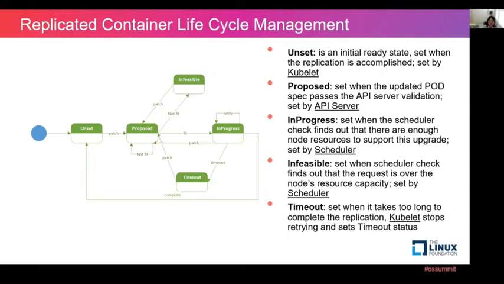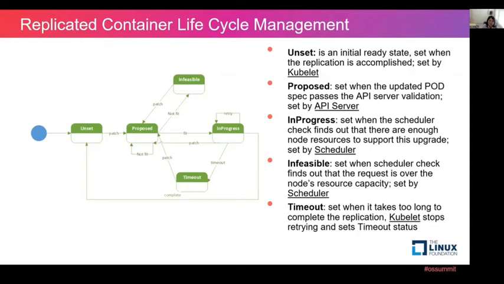The fourth state is an infeasible state. Infeasible state is set when the resource request is beyond the node's capability, meaning that it is impossible to complete the replication at all on the node. The last state is a timeout state. A timeout interval is set when the Kubernetes starts. A timeout state indicates that it takes longer than the timeout interval to complete the replication. Then Kubernetes would stop retrying and set the replica state to timeout.